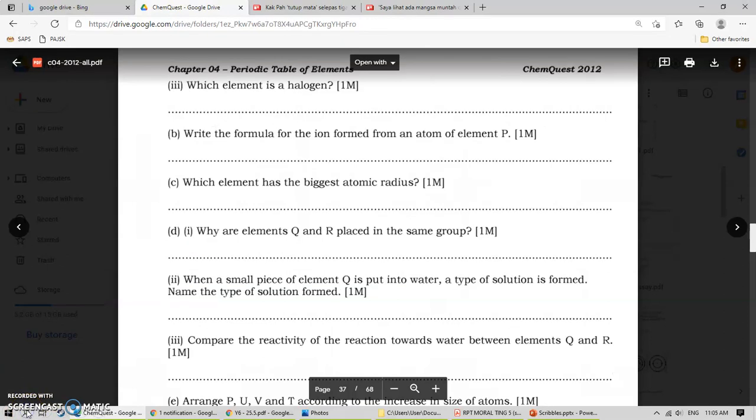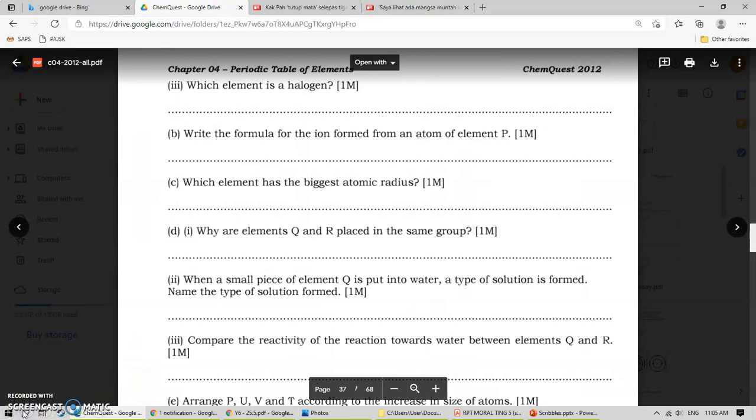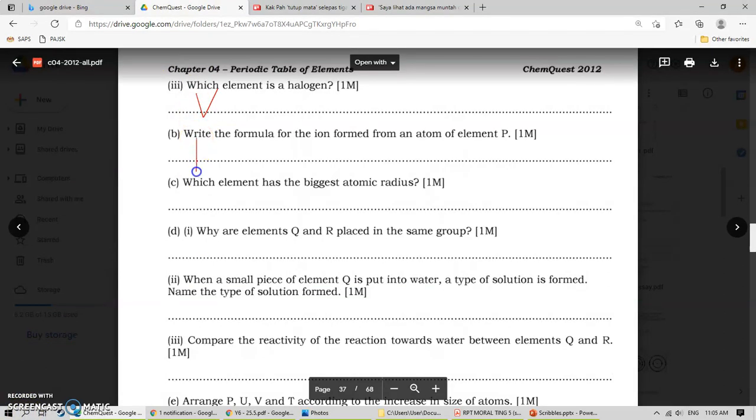Next question. Which element is a halogen? Halogen is from group 17. So the answer is V. V is from group 17. Write a formula for the ion formed from an atom of element P. Element P is in group 2. So the ion for P would be P2+ because it's in group 2.